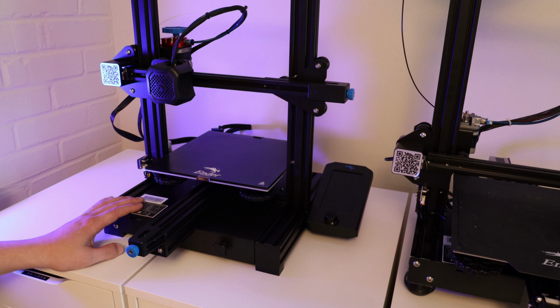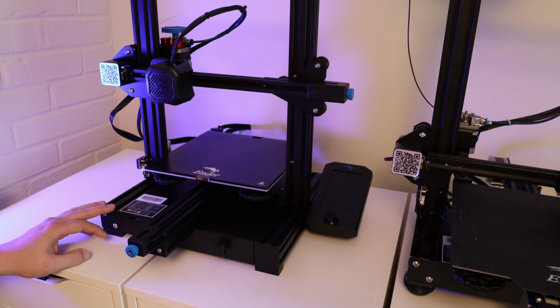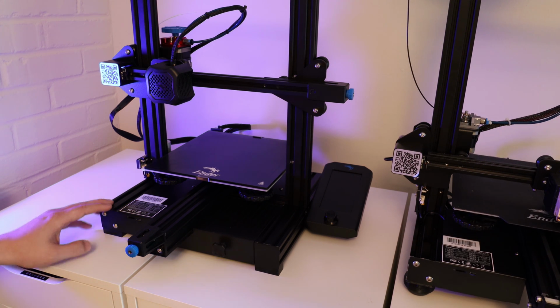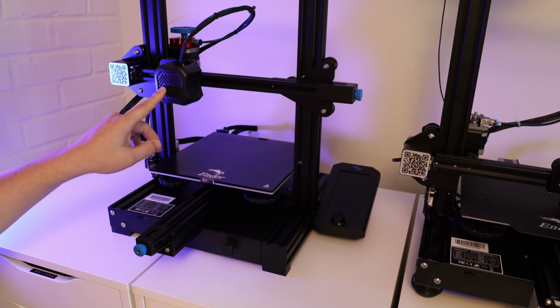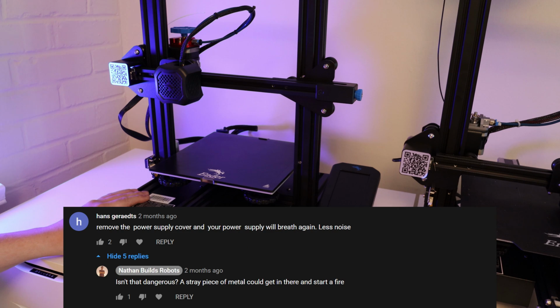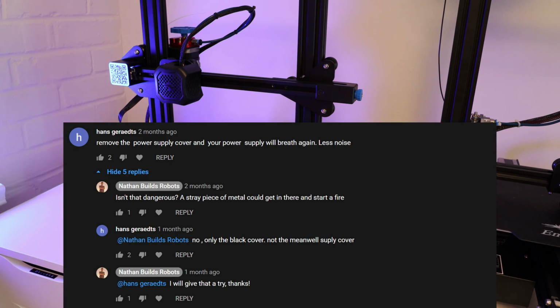So this is my Ender 3 V2. While it makes great prints, I was a little disappointed in the amount of noise that this machine makes while it's running. A lot of this comes down to the fans that they used, but I also noticed something on the bottom thanks to a comment on one of my previous videos.